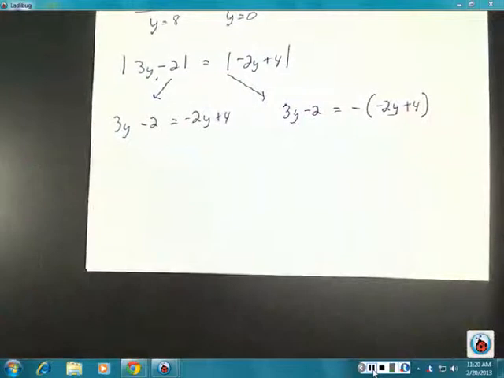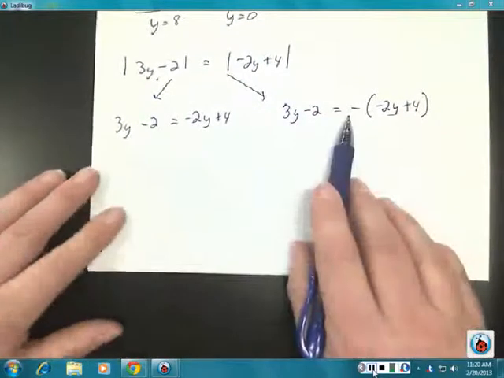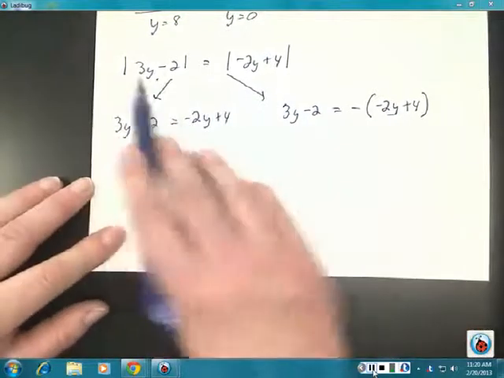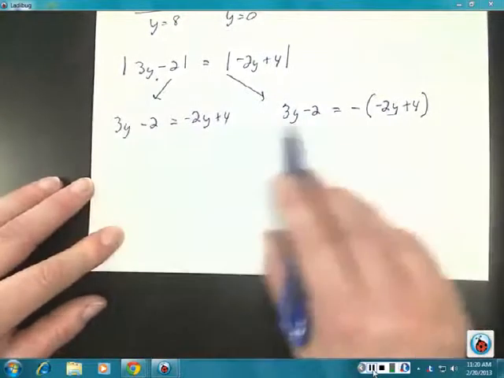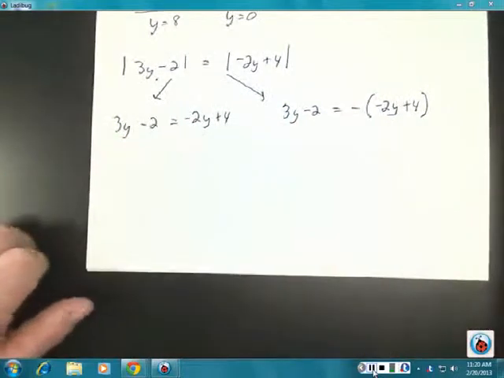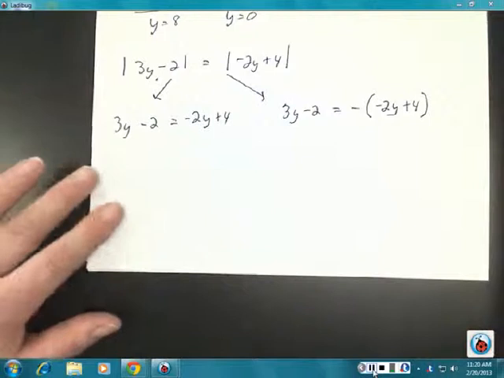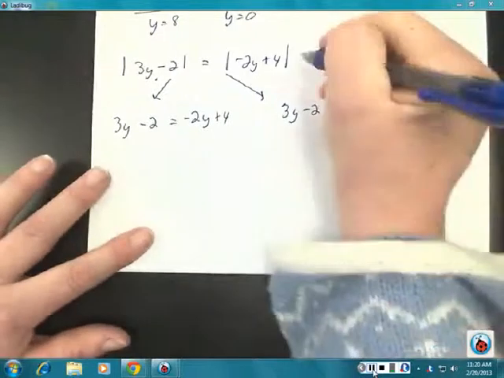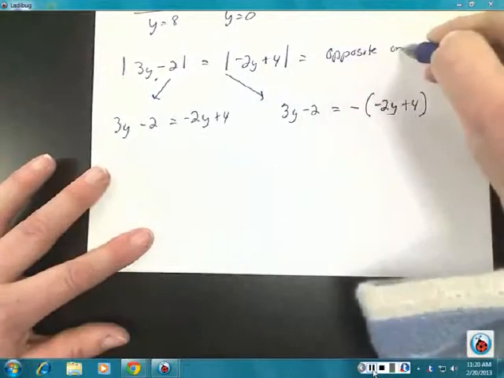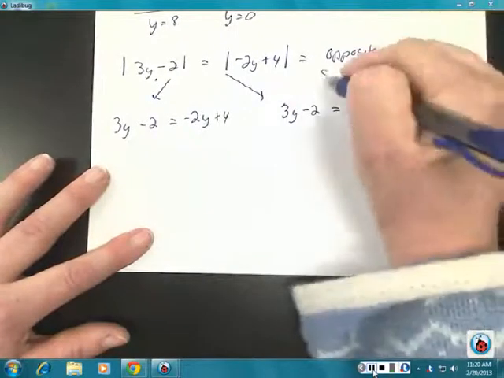What if you don't have a negative? You always will. Because regardless of what you have coming out of here, you're always going to have it equal some negative value, because when you take the absolute of a negative, you get a positive. So you always go the opposite route. Okay? So, opposite on the second side.